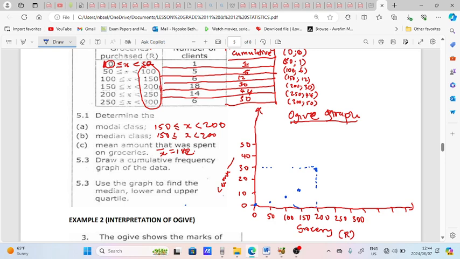So now 250 and what? 44. 44, I'll assume it to be here. 250 to be here. Then last one, if it is 300 with 50. Now, that's where they meet here.